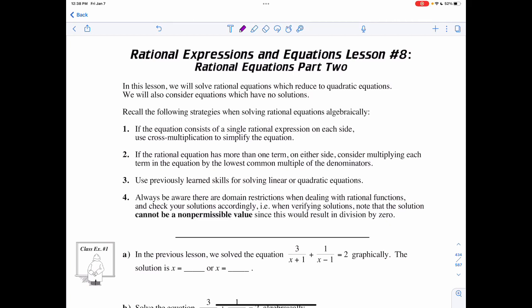Okay, we're going to continue on with our rational equations, remembering that all of our rules from before apply. If the equation consists of a single rational expression on each side, we can just cross multiply. If it has more than one term, we multiply every single term or every numerator by the lowest common denominator, and then it should divide out evenly so we don't have any denominators left. And then afterwards, we're going to solve for the variable. Remembering we always need to state the non-permissible values or the restrictions and make sure our solution is not one of those restrictions.